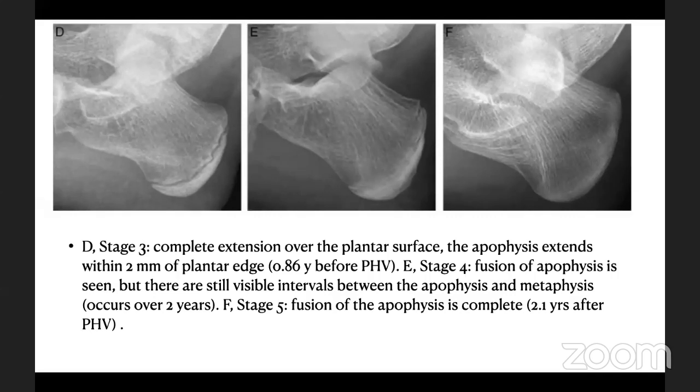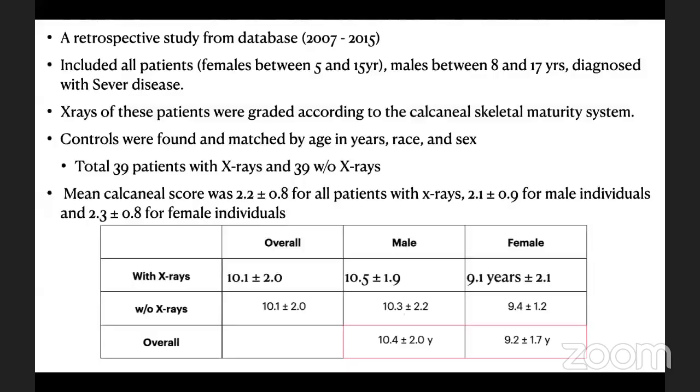Stage 4 is when fusion of the apophysis to the metaphysis starts, but there are still intervals between the apophysis and metaphysis, and this stage of fusion generally occurs over a period of 2 years. Stage 5 is fusion of the apophysis, which is described as when the fusion is complete or has just started to be completed. This occurs roughly 2.1 years after the peak height velocity.